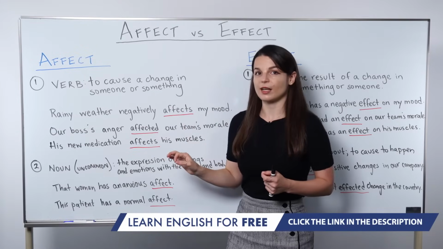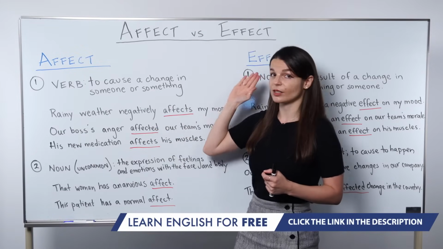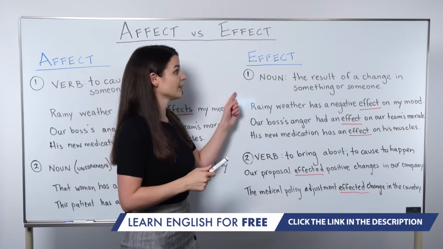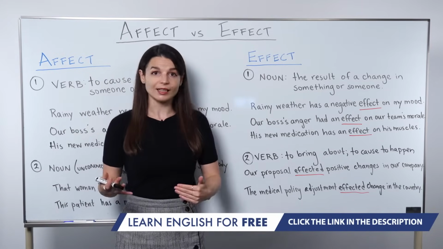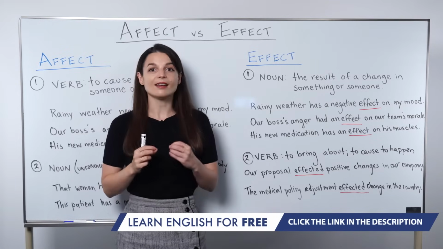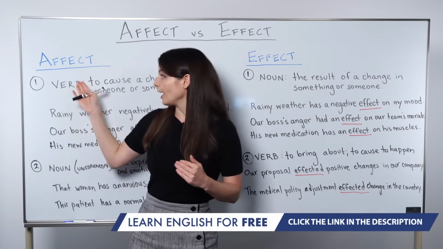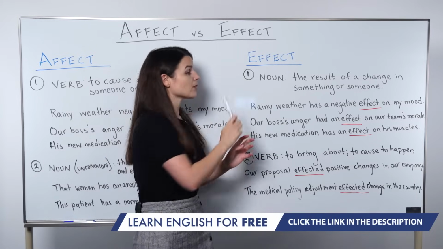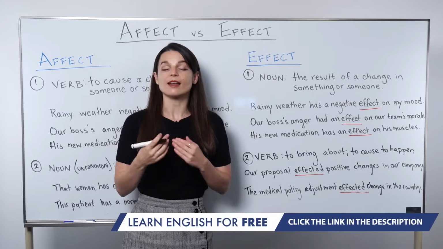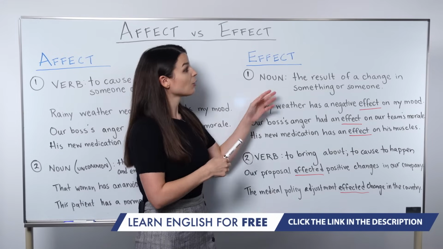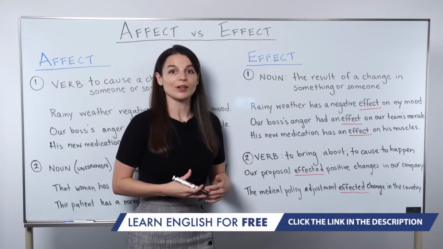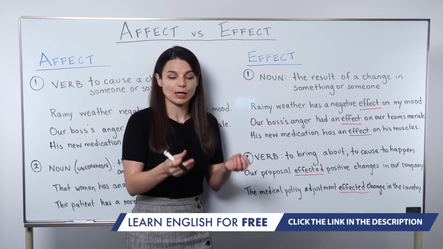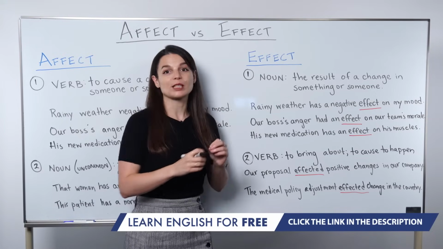Before we go on to the second point here, I want to compare this to the first use of effect with an E that I'm going to talk about in this lesson. So let's take a look. Effect with an E is used primarily as a noun. Again, as with affect with an A, there are a couple different uses of effect with an E, but most commonly we use effect with an E as a noun, and this noun means the result of a change in someone or something. So it's kind of like the outcome. It's the change itself. What happened? We use effect with an E to express that.